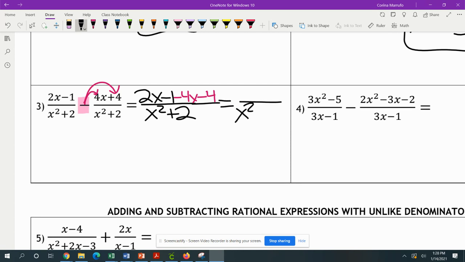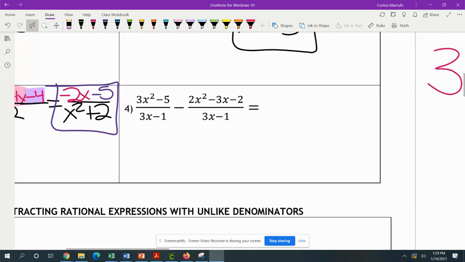Do not forget to distribute the minus, because if you do, you will not get your answer correct. Okay, once you distribute the minus, you go ahead and combine like terms. So you have 2x and -4x. Together, that gives us -2x. You have -1 minus 4. Together, that gives us -5. And that's it. That would be your solution.